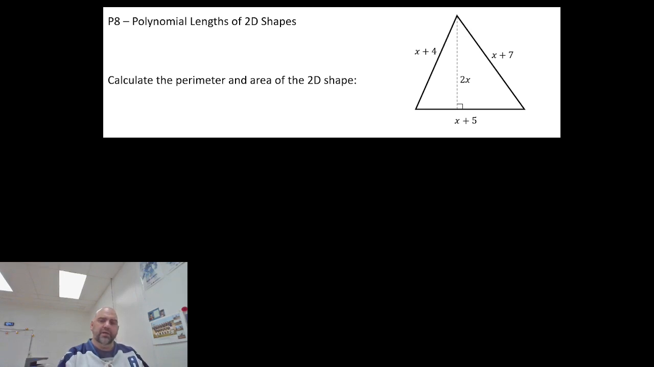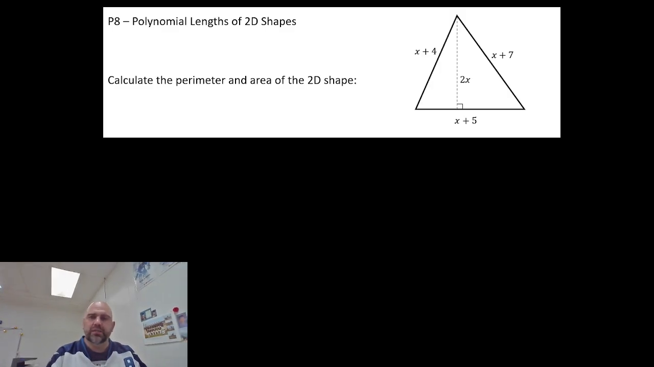Let's do this example where we're going to try to find the perimeter and the area of a triangle. This specific 2D shape is going to be a triangle, and we want to figure out what the perimeter and the area of the shape are. Now you'll notice that we are given lengths and heights of this triangle that are not specific numbers.